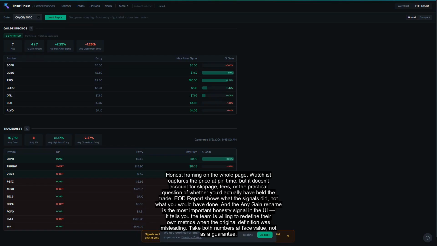Honest framing on the whole page. Watchlist captures the price at pin time, but it doesn't account for slippage, fees, or the practical question of whether you'd actually have held the trade. EOD report shows what the signals did, not what you would have done. And the any gain rename is the most important honesty signal in the UI. It tells you the team is willing to redefine their own metrics when the original definition was misleading. Take both numbers at face value, not as a guarantee.